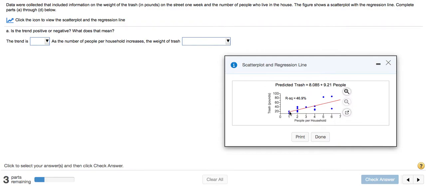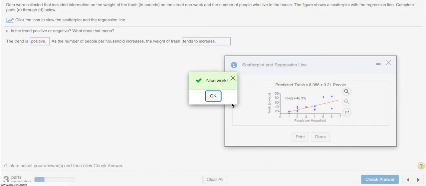Well, the best fit line is increasing, even though we have a couple of low data points here, which means the trend is that as the number of people per household increases, so does the weight of the trash that is generated. So the trend is definitely positive. And as the number of people per household increases, that tends to increase the weight as well. I mean, that makes sense.